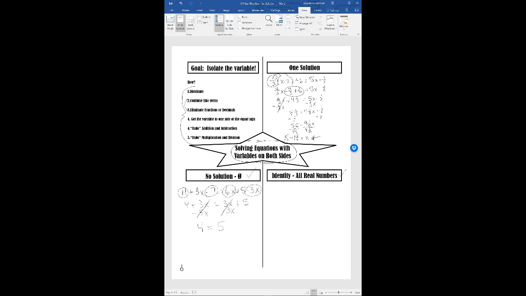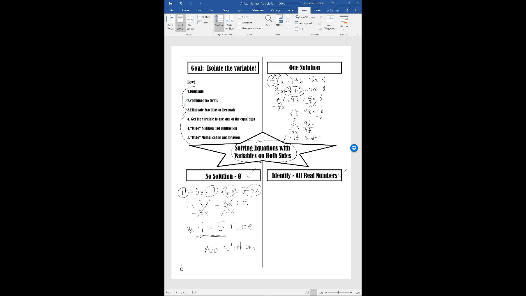Is 4 ever equal to 5? No, that's a false statement. So if I go to solve a multi-step equation and I find that my variables on both sides cancel out, that's okay, except now if it gives you a false statement, then that's going to mean there is no solution, or there is no possible number that I could plug in for x and get this to be a true statement.